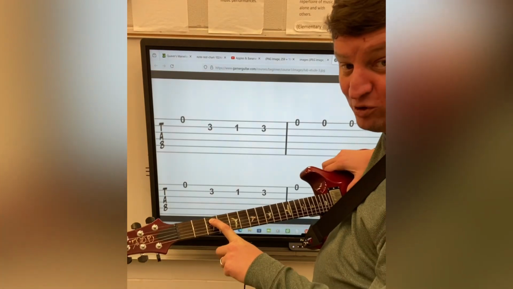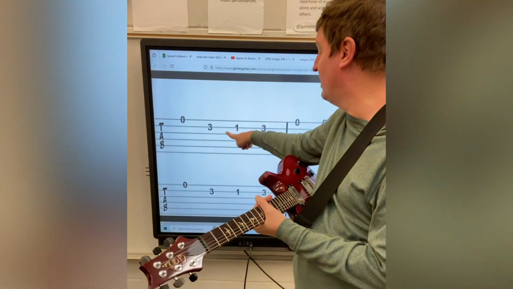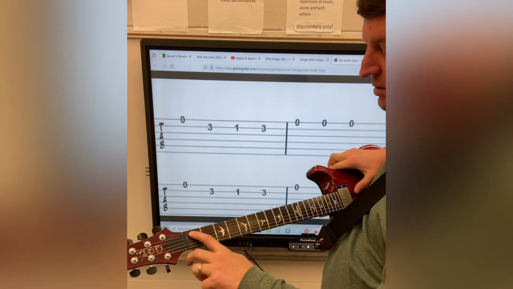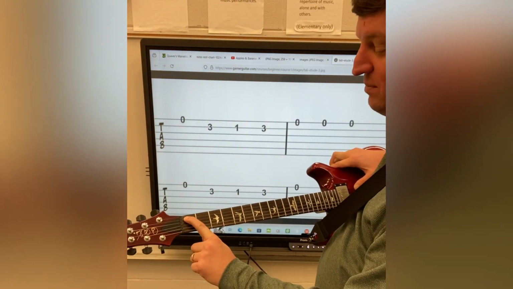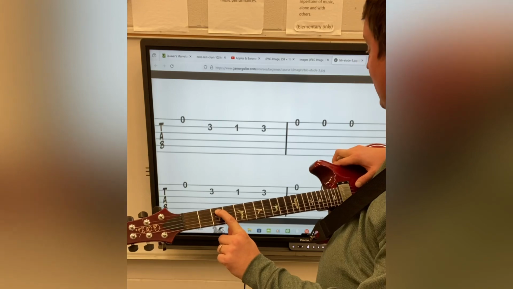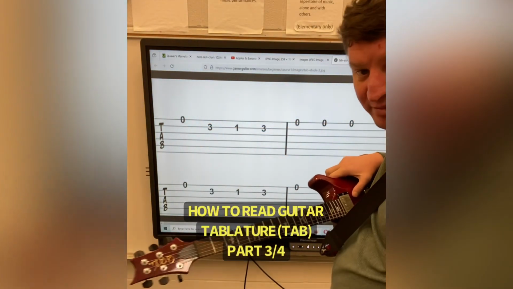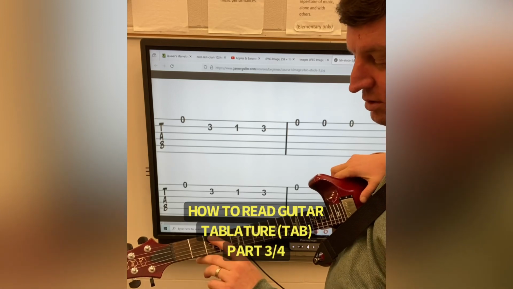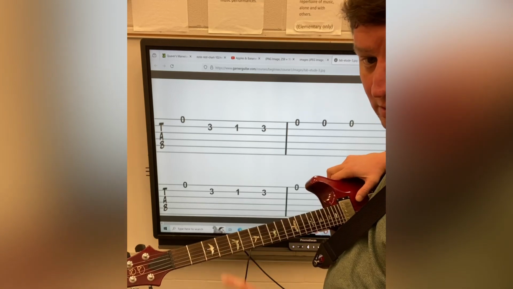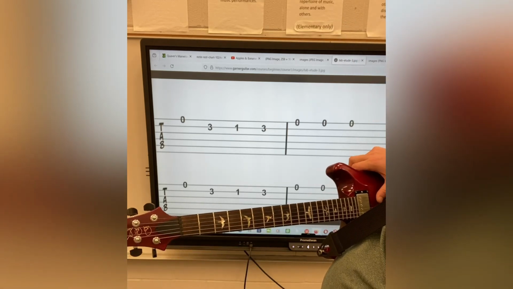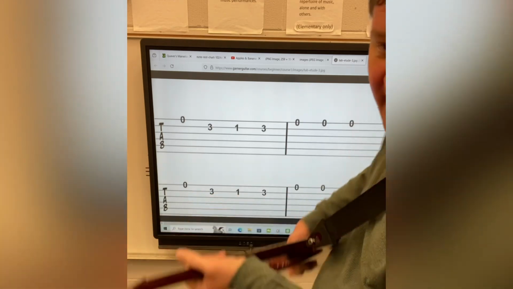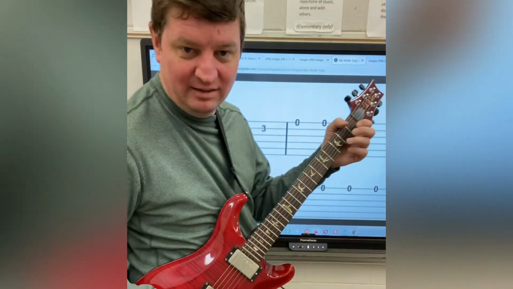And then we go down 2 frets on that same string, same line. 1. And then back to the 3. And then back to this original note 3 times. Just so you can see how it looks when you're looking down on it. Obviously, you're going to play it like this.